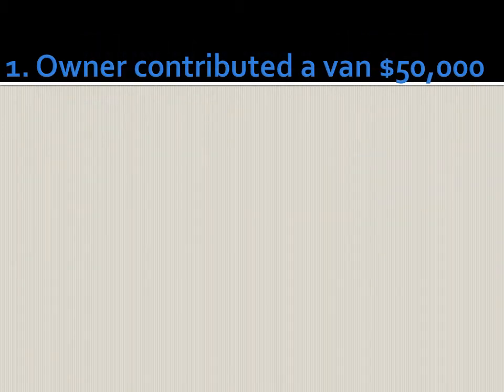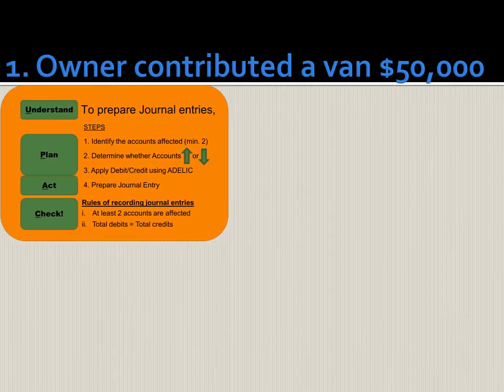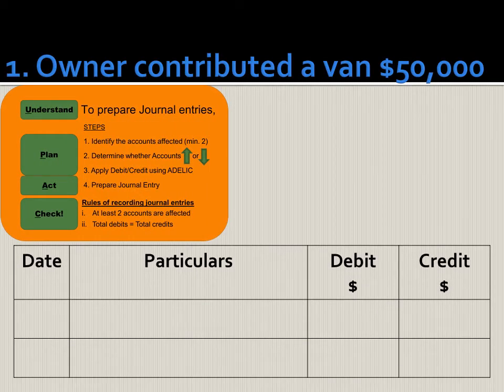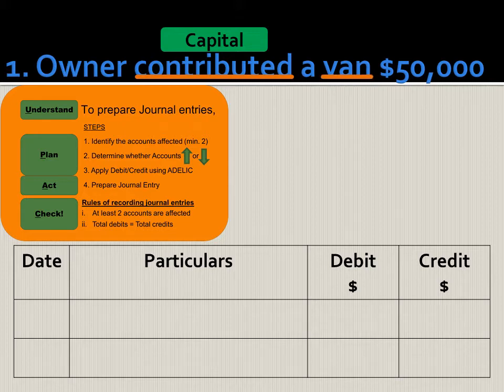We would now learn how to record a transaction in the journal. To enable us to record the transactions effectively, we will make use of the UPAC strategy. First step, we identify the accounts affected in the transaction. For contribution, the capital account is affected. Where there's a van involved, we will record it in the motor vehicles account.